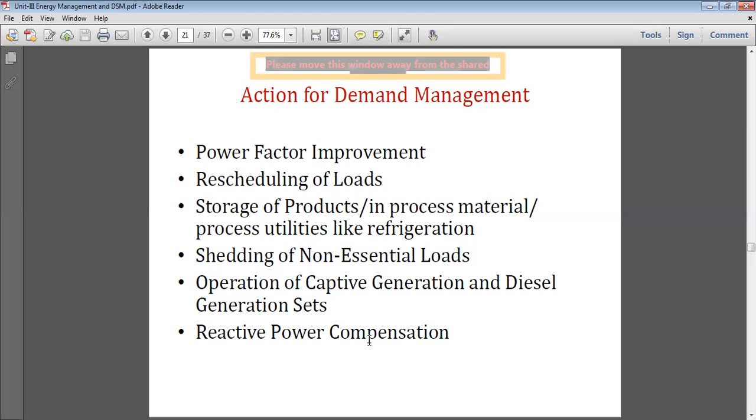Or what we can do, we can use some demand indicators. Okay, so just a minute.